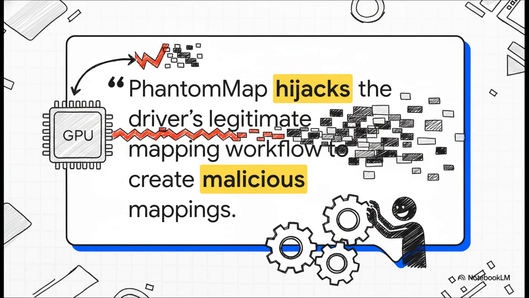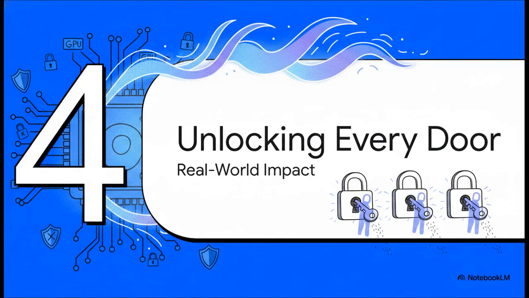And that's really the heart of it. This isn't about finding some new bug in the mapping code itself. It's about hijacking the driver's normal, everyday workflow by feeding it bad data that it was never designed to second-guess. So how powerful is this ghost key really?